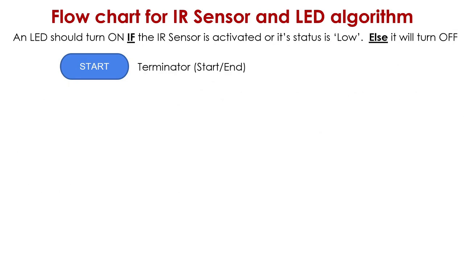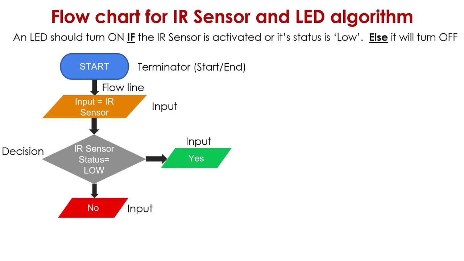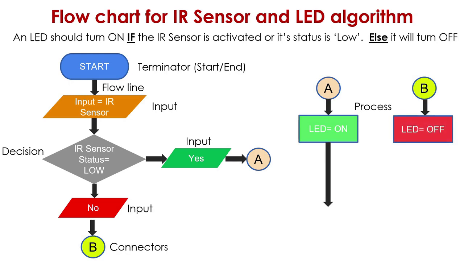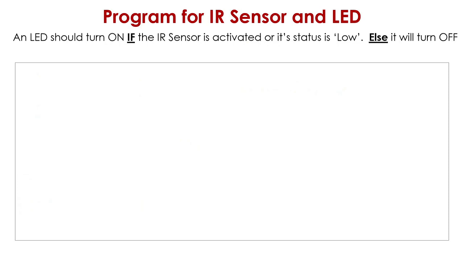Now, the flowchart of the IR sensor with LED algorithm. So the first step is start, that is the terminator, start or end. Then you add a flow line, then an input block. In our case, the input is going to be the IR sensor, and then the next is the decision: is IR sensor status low? Then it goes to input as yes, or another input can be no. And then I'm going to add some connectors because there is no space. So as connector A, if the input IR sensor status is low, if it is yes, LED turns on. If it is not the case, then LED is off, and at the end, that is the terminator.